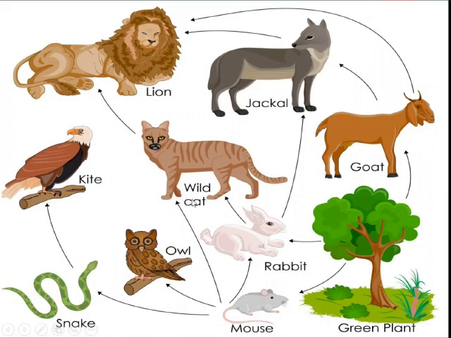In this picture, we can see various food chains. The food or energy is transferring from plants or trees to the goat, to the jackal, or to the lion. While the food and energy is also transferring from the plant to the rabbit, to the wildcat, to the lion. And the food and energy is also transferring from plants to the mouse, to the snake, and to the kite. But these food chains are intermixing, so they are creating a web. This is known as the food web.